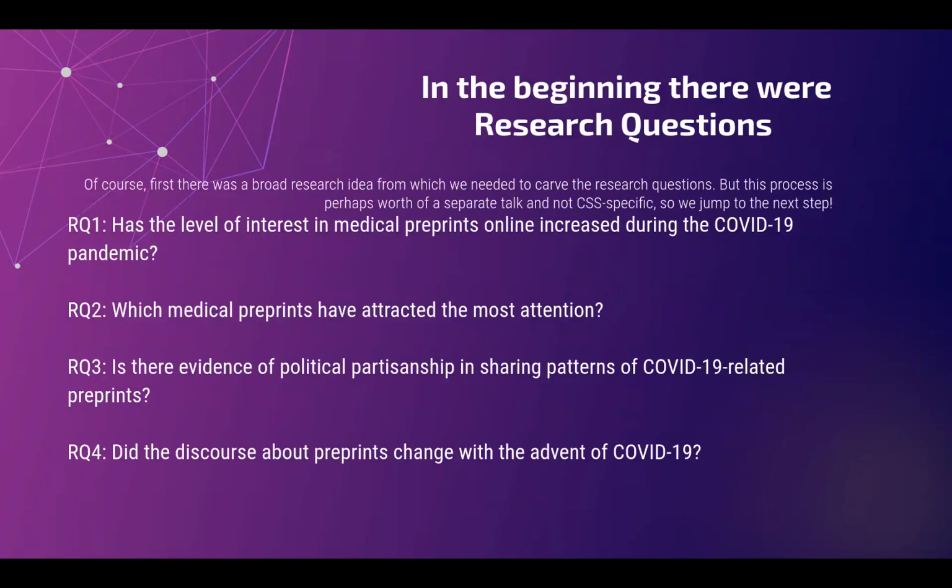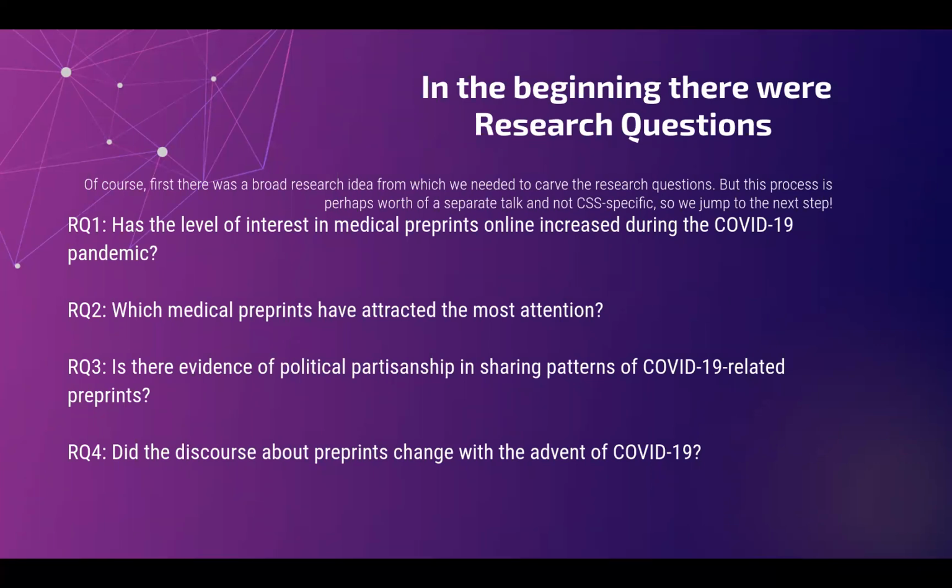And in the beginning, based on all of that, we had research questions. Well, before we had research questions, we had a very broad research idea, but the part where we go from a research idea to concrete research questions is probably worth a separate talk, and this talk is not going to be computational social science specific. So here I jump directly to the next step: in the beginning we had research questions, and we came down to 4 research questions.